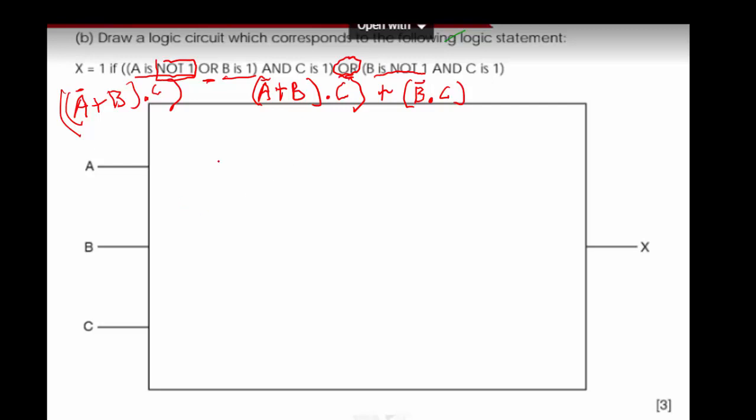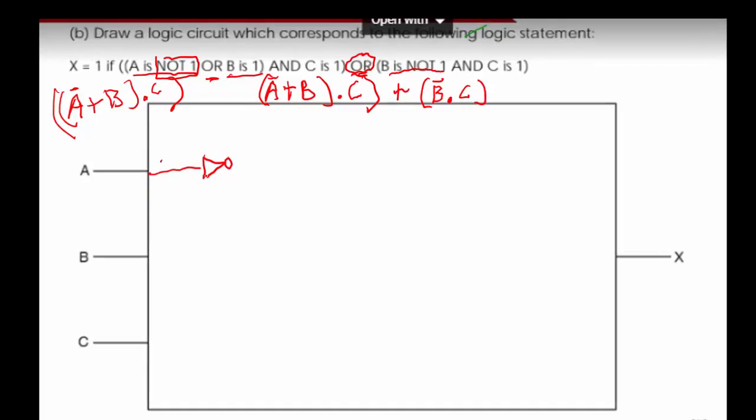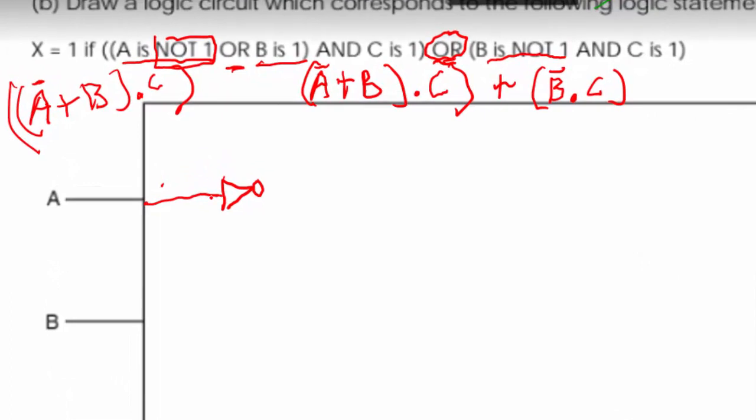So I have not A. Well, I know I need a NOT gate then. So I'm going to draw my NOT gate. I'm going to put that little circle on the end. And I'm just going to draw a line from A right into that NOT gate. So that'll be NOT A. Remember, we said the NOT gates only have 1 input.